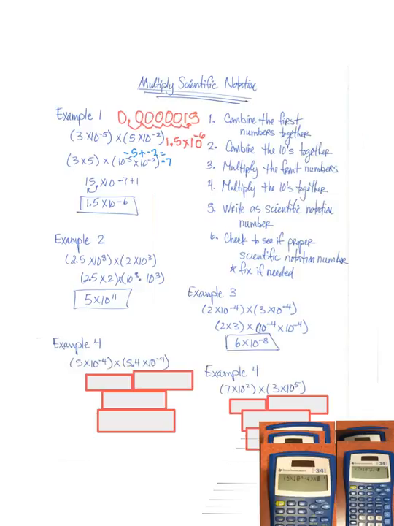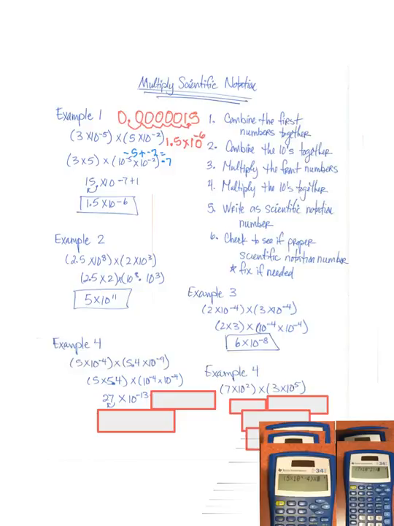Let's go ahead and look at the next example. We have 5 times 10 to the negative 4 times 5.4 times 10 to the negative 9. Again, let's walk through the steps. We combine the front numbers together. So we have 5 times 5.4. We're going to combine our 10s together. We have 10 to the negative 4 times 10 to the negative 9. Let's combine those together and go ahead and do it. 5 times 5.4 is 27. Okay. So then also, if we look at it, we now have the exponents put together. And if we look at those, we can actually see that we have 10 to the negative 13.